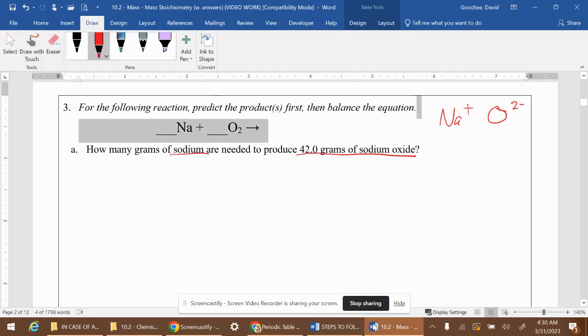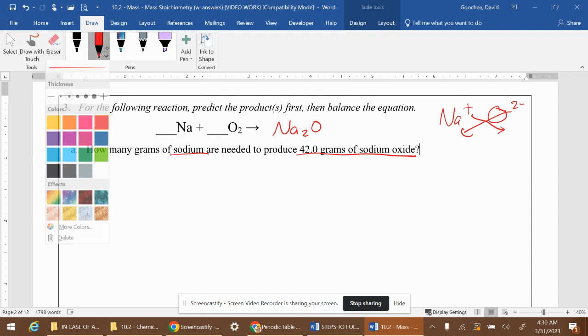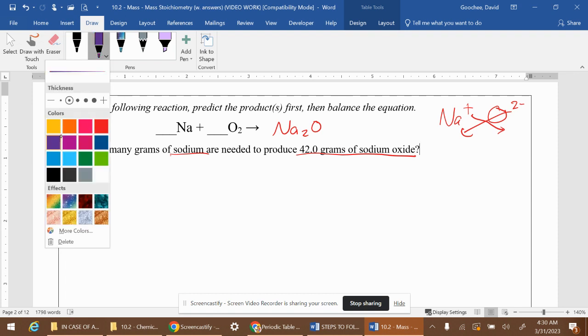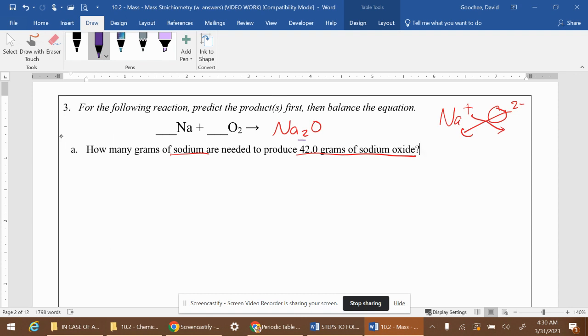All right, so crisscross applesauce, and the formula for sodium oxide is Na2O. All right, and now we balance this. 2 sodiums over here, 1 sodium over here, gonna need a 2. 2 oxygens here, 1 oxygen here, so I'm gonna have to put a 2 in front of that. But now we've got 4 sodiums, so I gotta put a 4 in here. So there we go. So this balanced equation is 4, 1, 2.